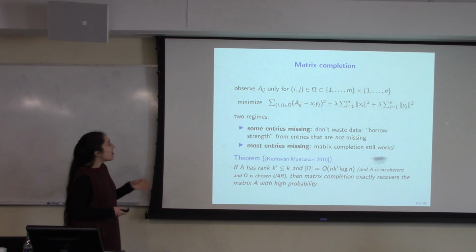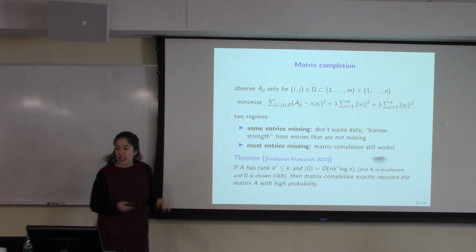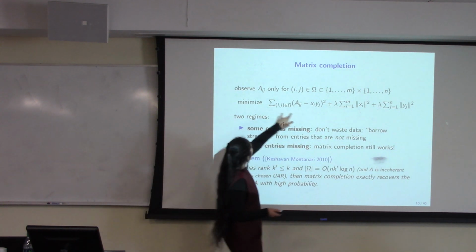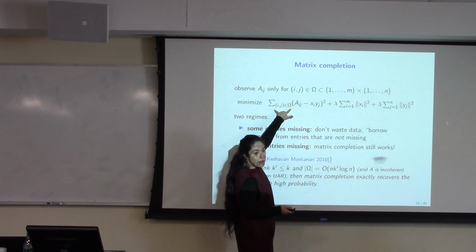So the simplest setting in which you might want to do this is matrix completion. This is also a problem that's pretty familiar at this point. So you say, my observations are still real numbers, but I've only observed them for some index set omega, not for everything.